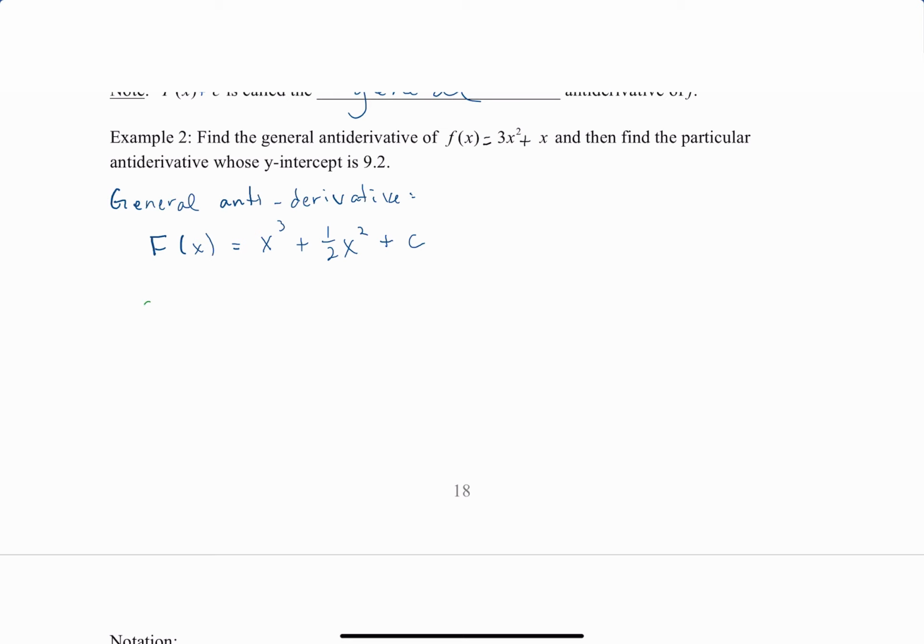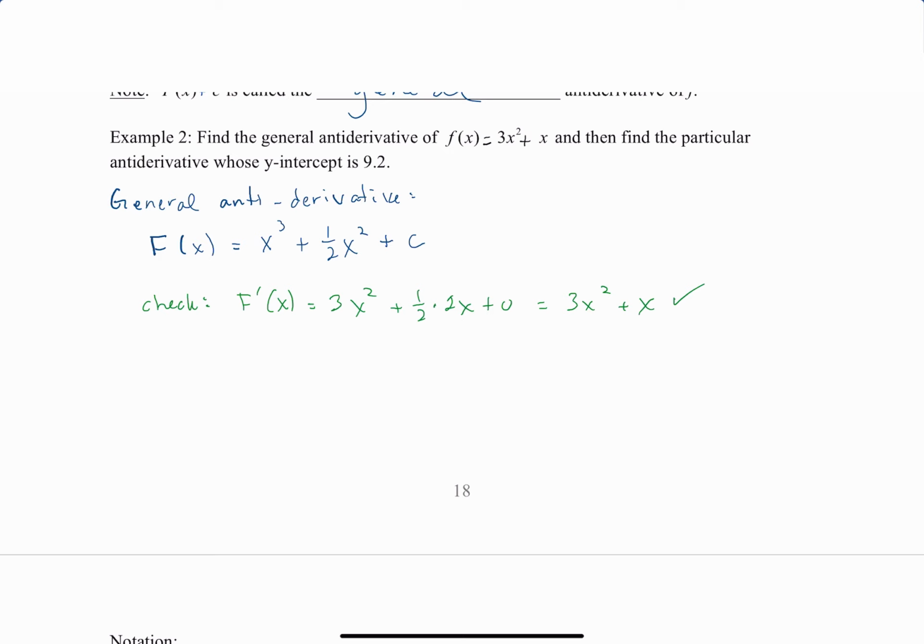Let's just check that we, in fact, have a general antiderivative. So if I differentiate the function, I should get back to the original function. So the derivative of capital F would be 3x squared plus 1/2 times 2x plus 0, and that is indeed 3x squared plus x. So what I have found is an antiderivative, and because of the plus c, it's the general antiderivative. It encompasses all possible antiderivatives of our original little f function.